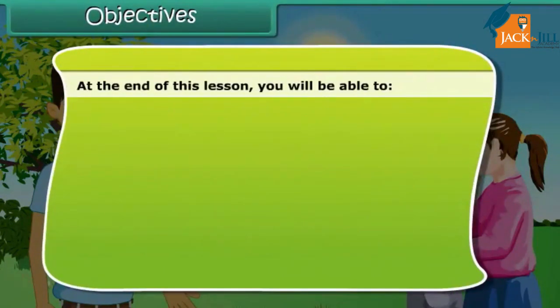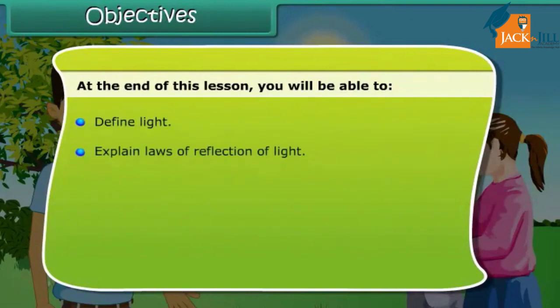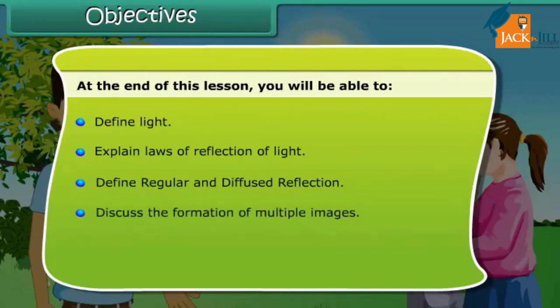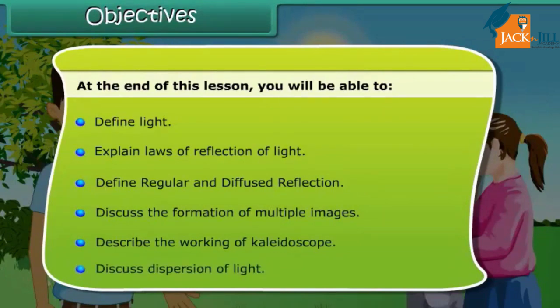At the end of this lesson, you'll be able to define light, explain laws of reflection of light, define regular and diffused reflection, discuss the formation of multiple images, describe the working of a kaleidoscope, and discuss dispersion of light.